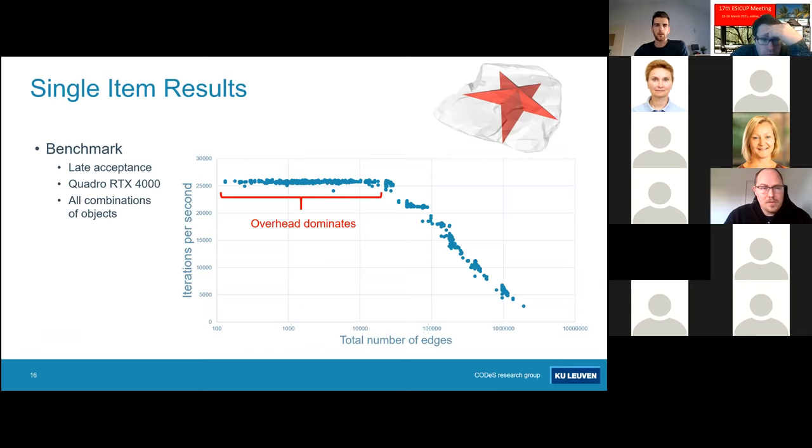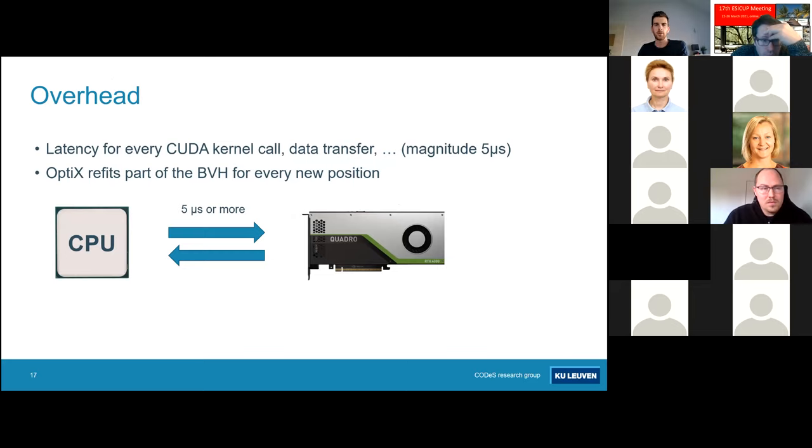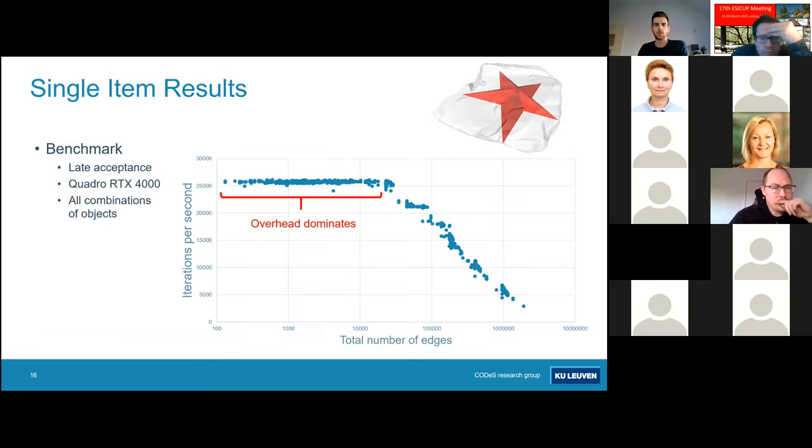You will notice that there is a flat kind of roof at 25,000 iterations per second. This happens because there is always some latency involved when calling the GPU. And we have some operations we have to do for every iteration that take some time. So that's why we can't really get through this barrier of 25,000 iterations per second. But as the instances get more complex, you can see that the speed we achieve scales more according to the workload. It actually scales really well, as we have a logarithmic scale on the horizontal axis and the iterations scale almost linearly. So that's very nice.